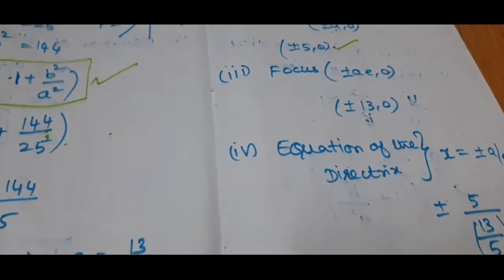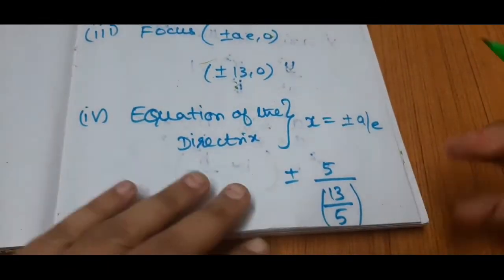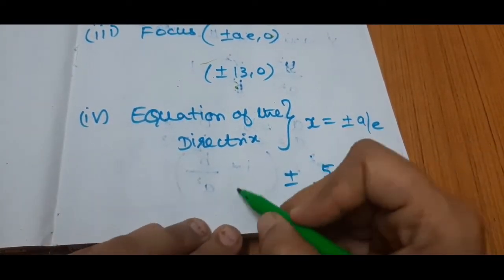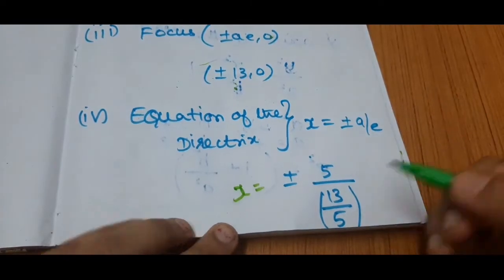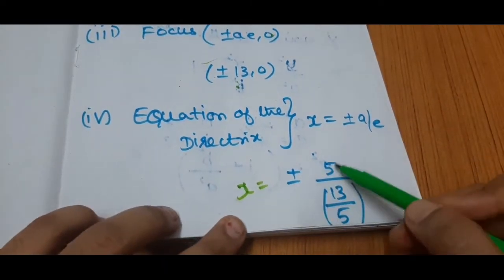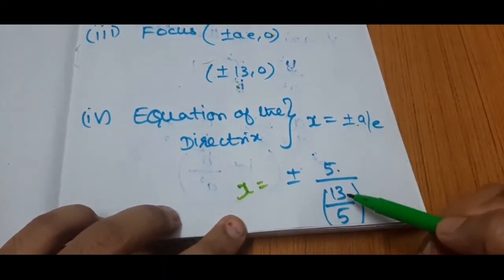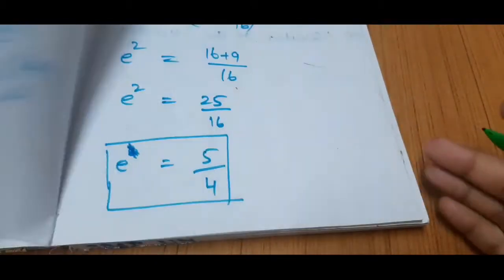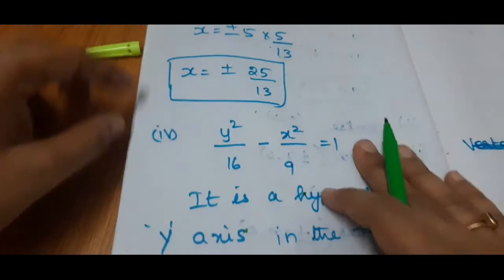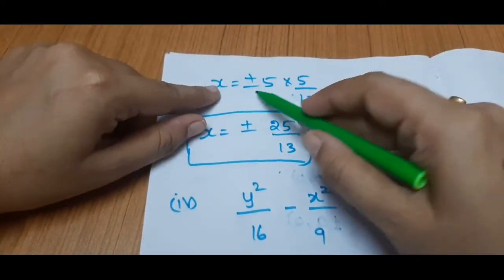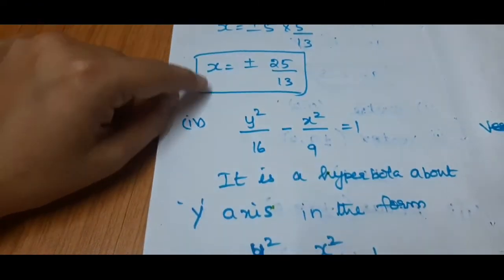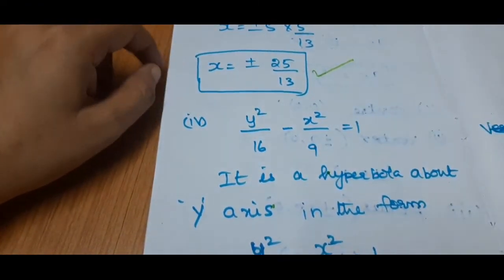Equation of the directrix will be x is equal to plus or minus a by e, that is x is equal to plus or minus a, which is 5, by e, which is 13 by 5. So one fraction divided by another fraction. You will have x is equal to plus or minus 5 fives are 25 by 13. So this will be the equation of the directrix.